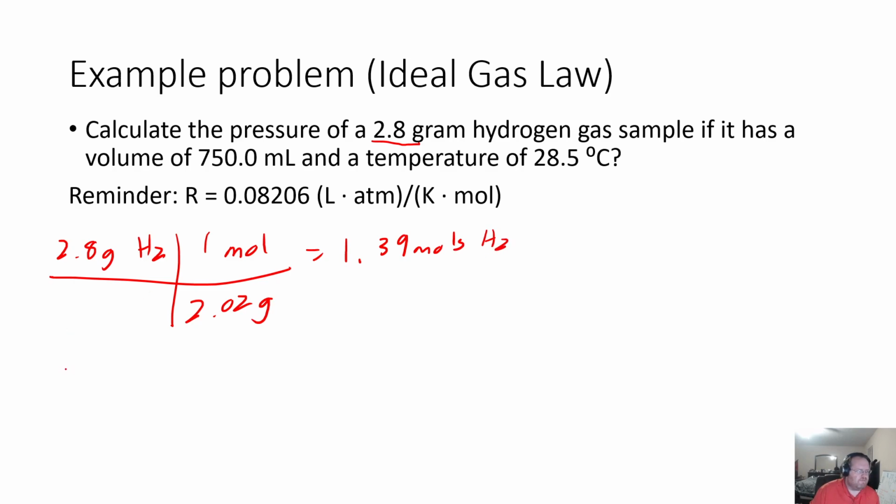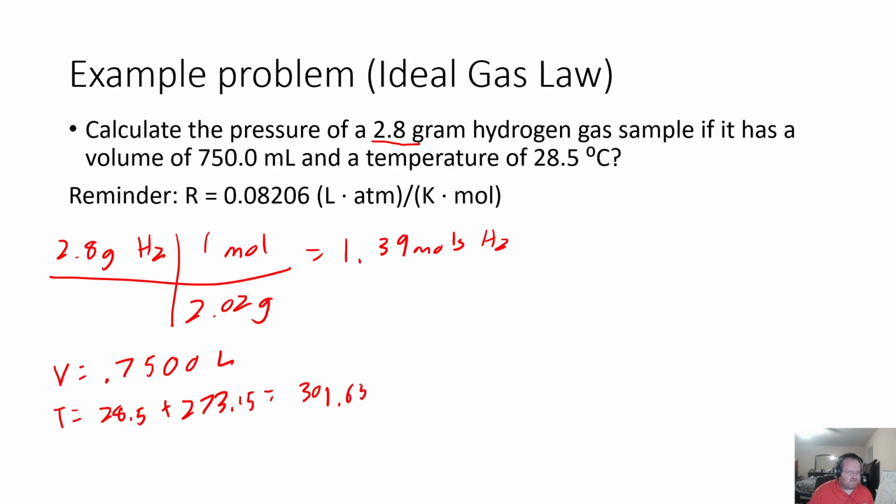Now I've got the volume. At this point I'm okay if you can just say, oh, that's divided by 1,000, 0.7500 liters. So I divided it by 1,000 to get from milliliters to liters. And then our temperature is going to be 28.5 plus 273.15. When I do that, I'm going to get 301.65 Kelvin. So now I have this in moles, liters, and Kelvin. Those are the units I wanted, and now I have to solve for P. So again, we have PV equals nRT.